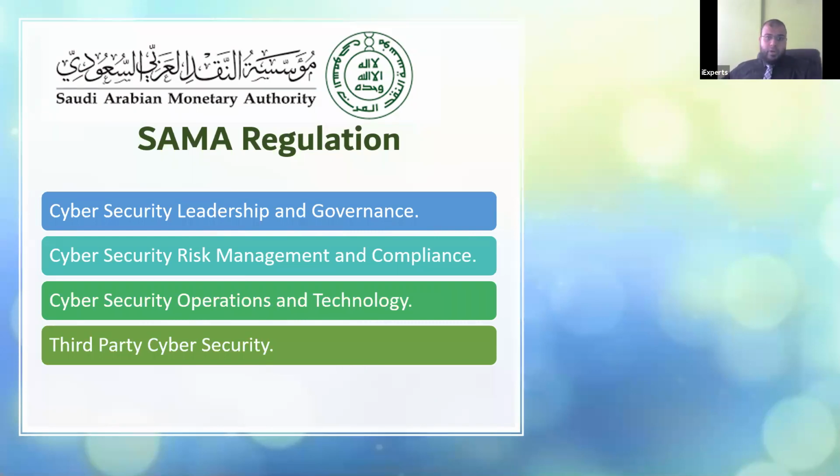In SAMA regulation here, we have to implement the four domains controls. In these four domains, you can find that we have to implement the leadership, the governance, this number one, risk, compliance. Why am I saying it's a triangle like that? Because this is the GRC. This is the GRC, governance, risk, compliance.